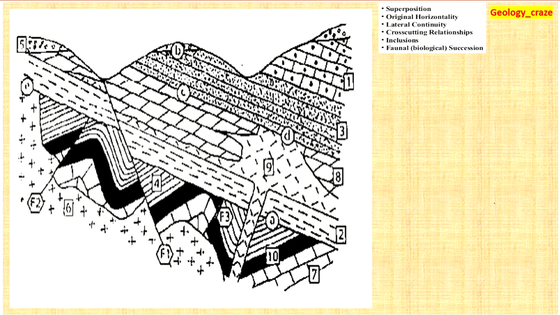Hello everyone. This is another cross section in the lecture series. It is also a very interesting cross section. It might seem easy, but it is not that easy, because you have to understand how to make a succession of which one is older and which one is younger.